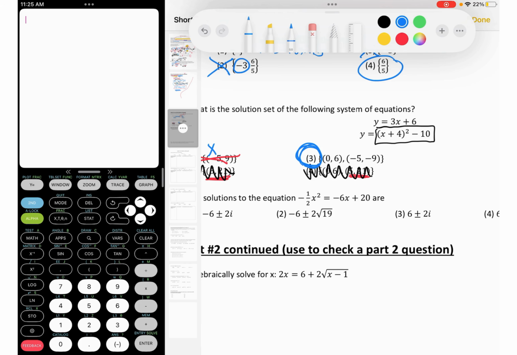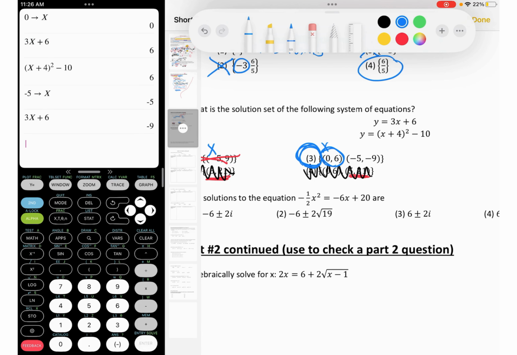It's so important. So now for this one, I'm going to do 0 stow x, enter, because 0 is in the x spot. And when I plug in 0 to both equations, I should get an outcome of 6. So I'll type it into the first one, 3x plus 6, I got 6. Plug it into the next one, x plus 4 squared minus 10, I also got 6. So that means that this one is an answer. Check that next one as well, -5 stow x, enter.